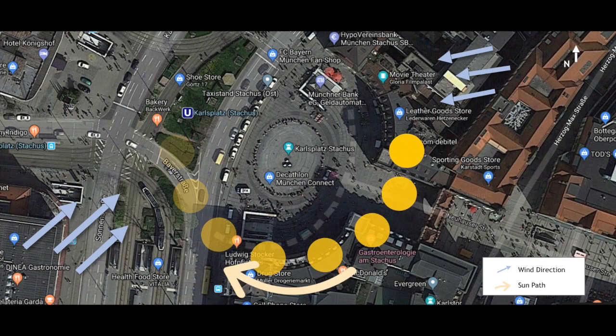Shown is the sun path across a selected location. Also, the most frequent wind directions are indicated.